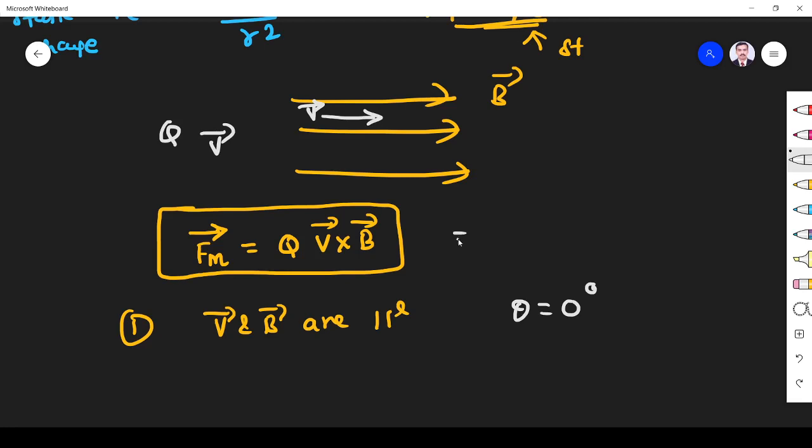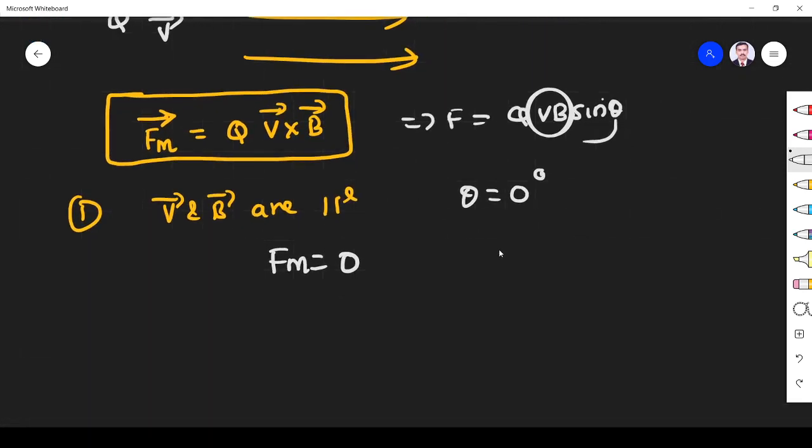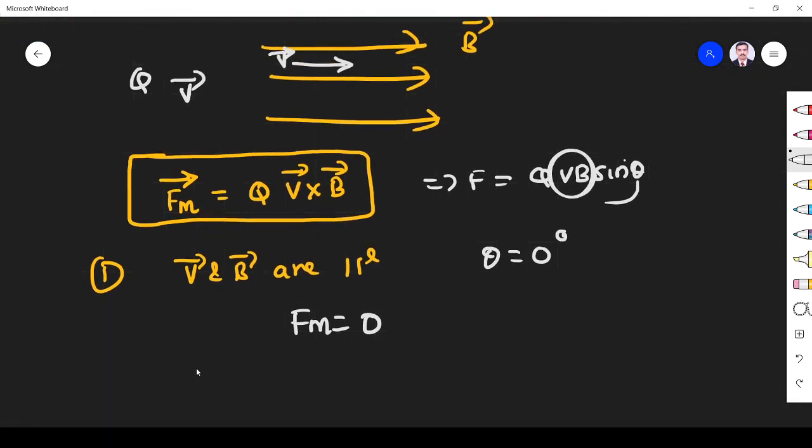Theta is equal to zero. So what is v cross B? This implies F is equal to, in magnitude form, QvB sin theta. I take the magnitude for simple calculation. For direction we have to take the vector, but we don't need that now. We are going to bother about magnitude. If a charge travels along the magnetic field like this, the angle between them is zero, and the force is zero. The magnitude of the force is zero.